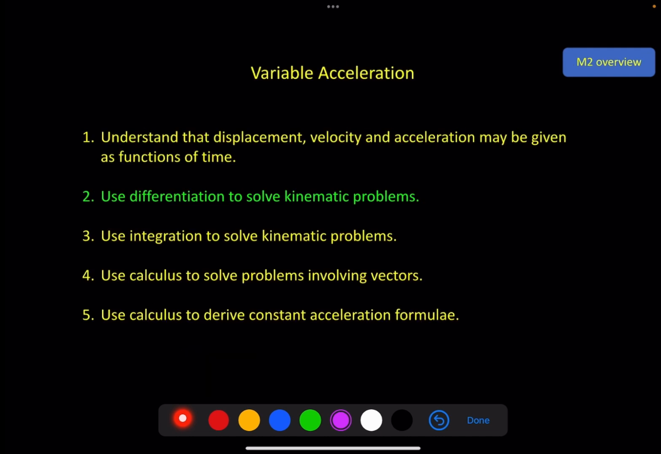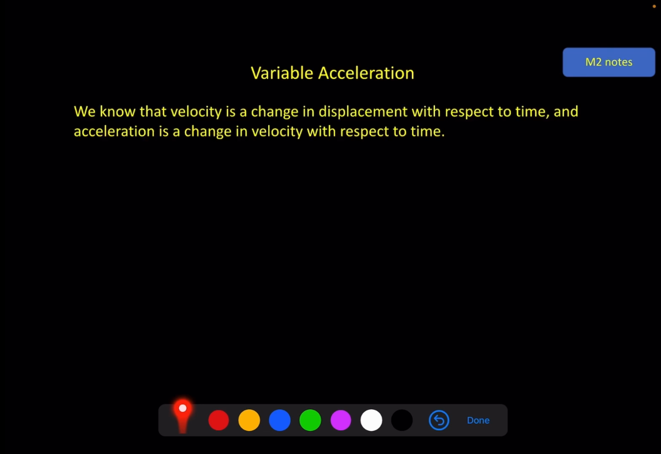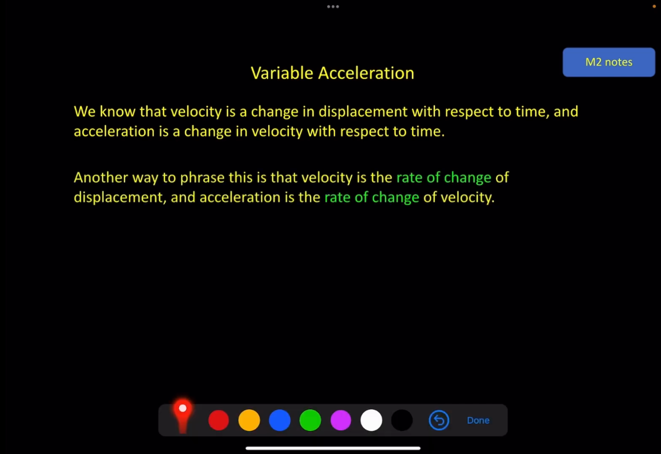In this video, we're going to use ideas like this to solve kinematic problems. Kinematic is just a fancy way of saying problems of motion. So we already know that velocity is a change in displacement with respect to time, and that acceleration is a change in velocity with respect to time. Another way to phrase this is to use the phrase rate of change. Velocity is the rate of change of displacement. Acceleration is the rate of change of velocity.